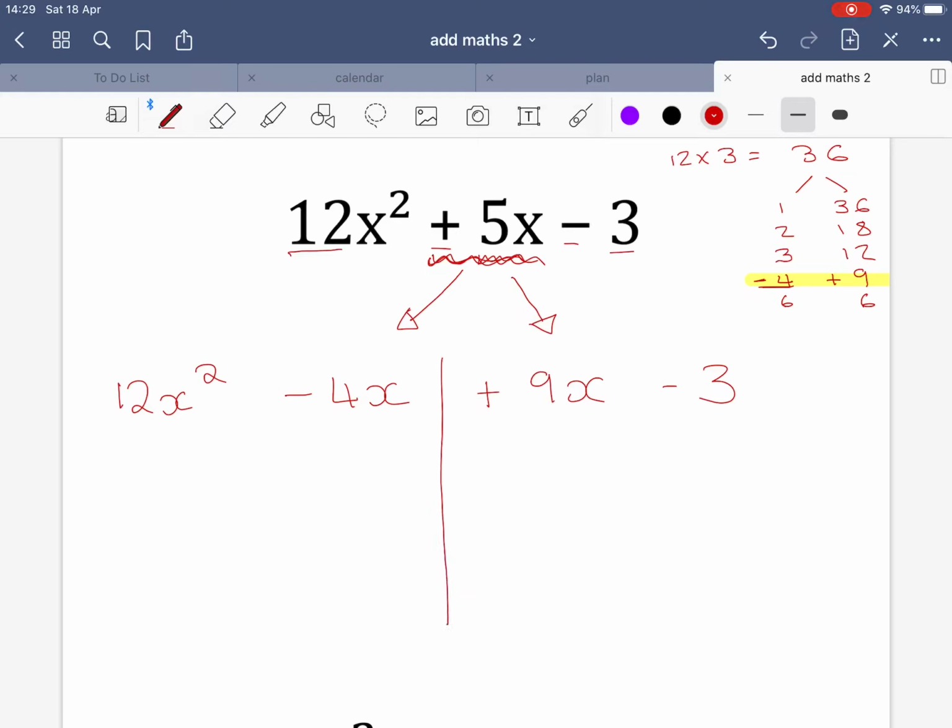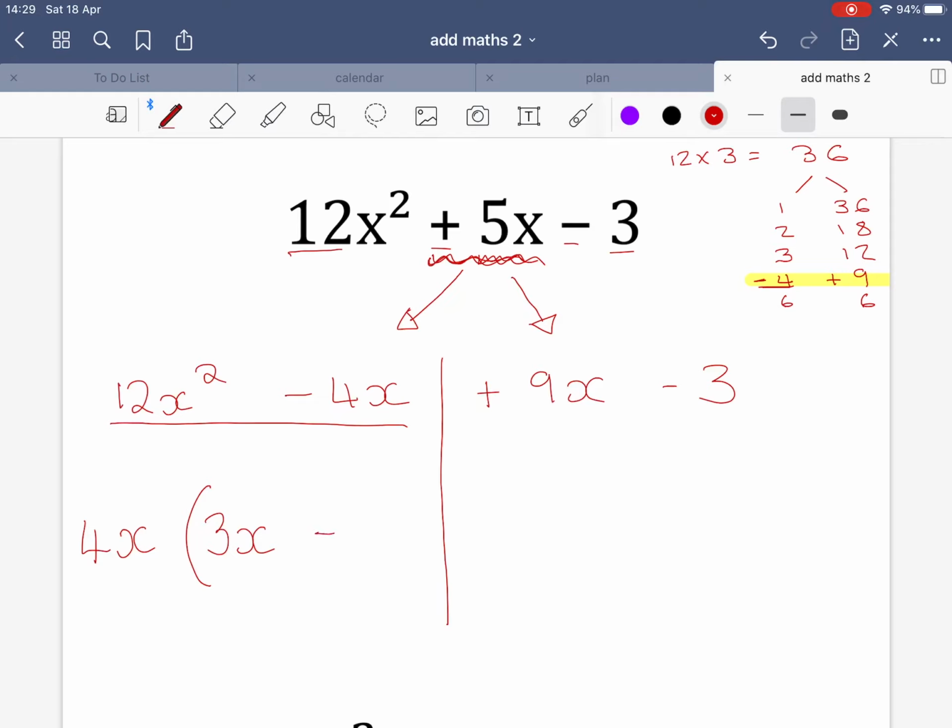I now split it down the middle, like usual. Factorise this first half. What goes into 12x squared and 4x? Well, the 4 goes into both of them, and there's an x. 4x times what is 12x squared? So I need a 3, because 4 times 3 is 12, and I also need another x, because x times x is x squared.